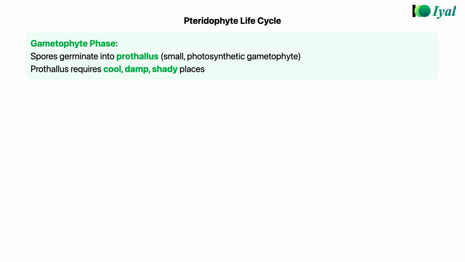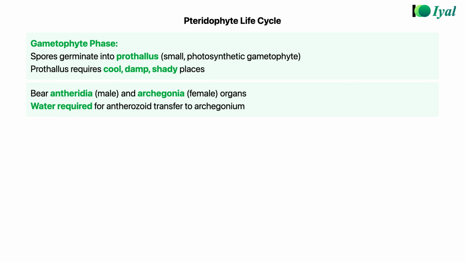Now here's an important limitation. These gametophytes require cool, damp, shady places to grow. This requirement restricts where pteridophytes can successfully reproduce. The prothallus bears male and female sex organs, antheridia and archegonia respectively. And just like bryophytes, water is absolutely required for reproduction because the male gametes, called antherozoids, need water to swim from the antheridia to the mouth of the archegonium.